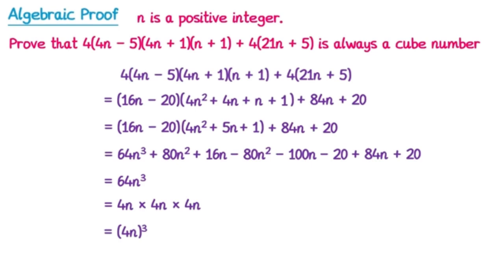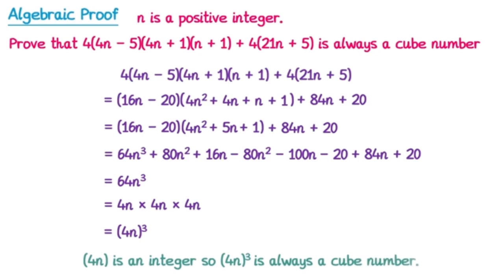Now 4n must be an integer, so 4n to the power 3 must be a cube number. So we can finish this proof by saying 4n is an integer, so 4n to the power 3 is always a cube number.